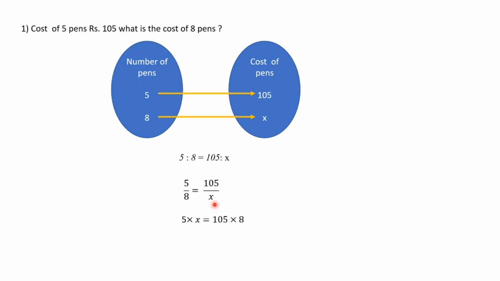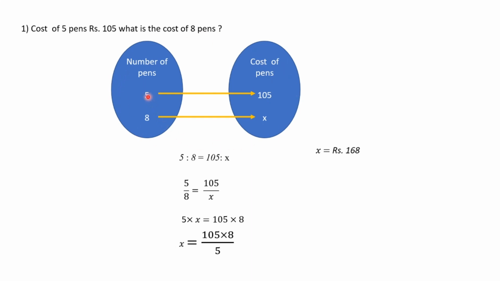You have to take the cross multiplication. Then 5x equals 105 into 8. So divide either side by 5. You get 105 into 8 divided by 5. Then you can cut this 5 and 105. What will it be? It is 168.